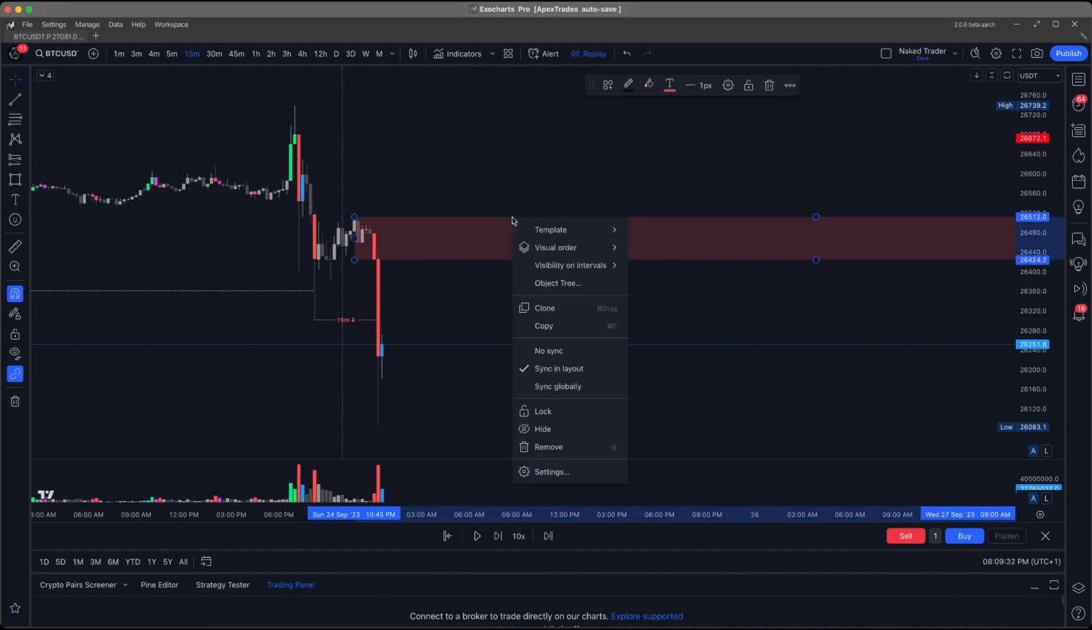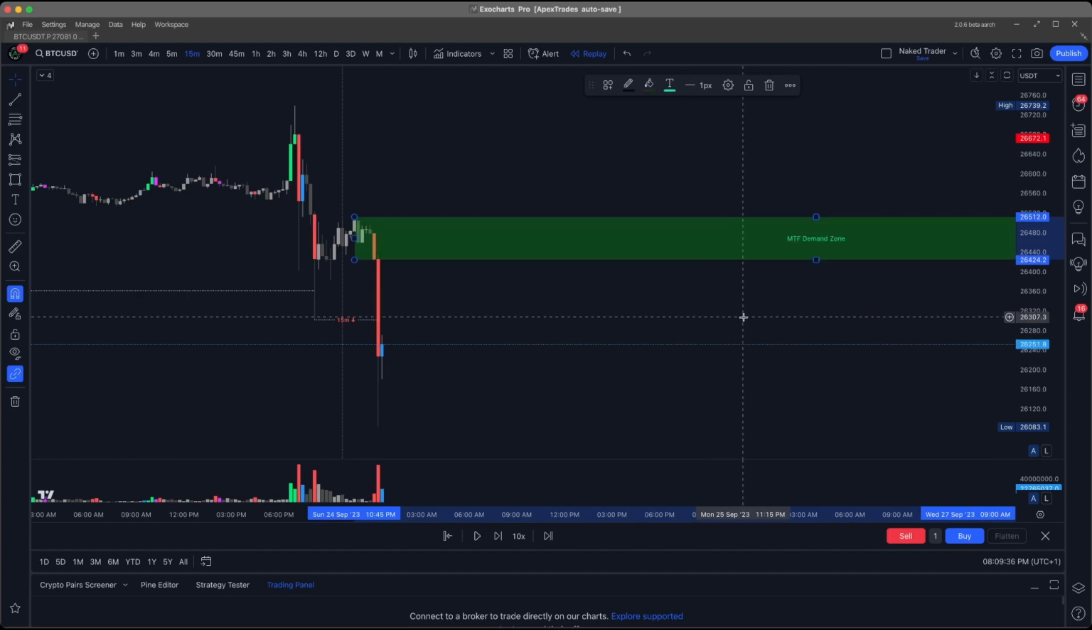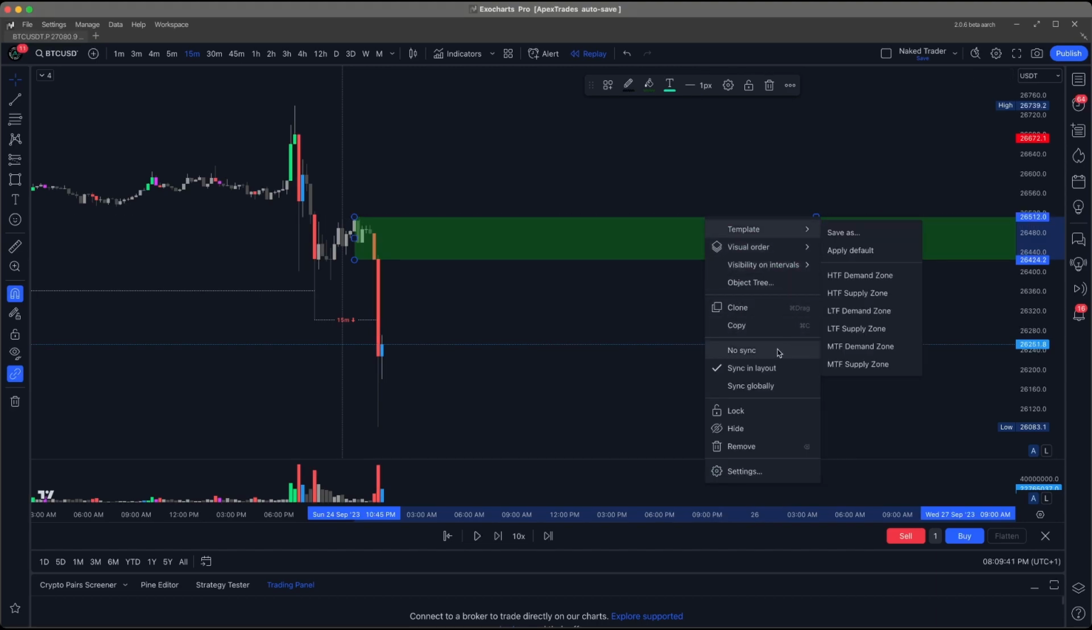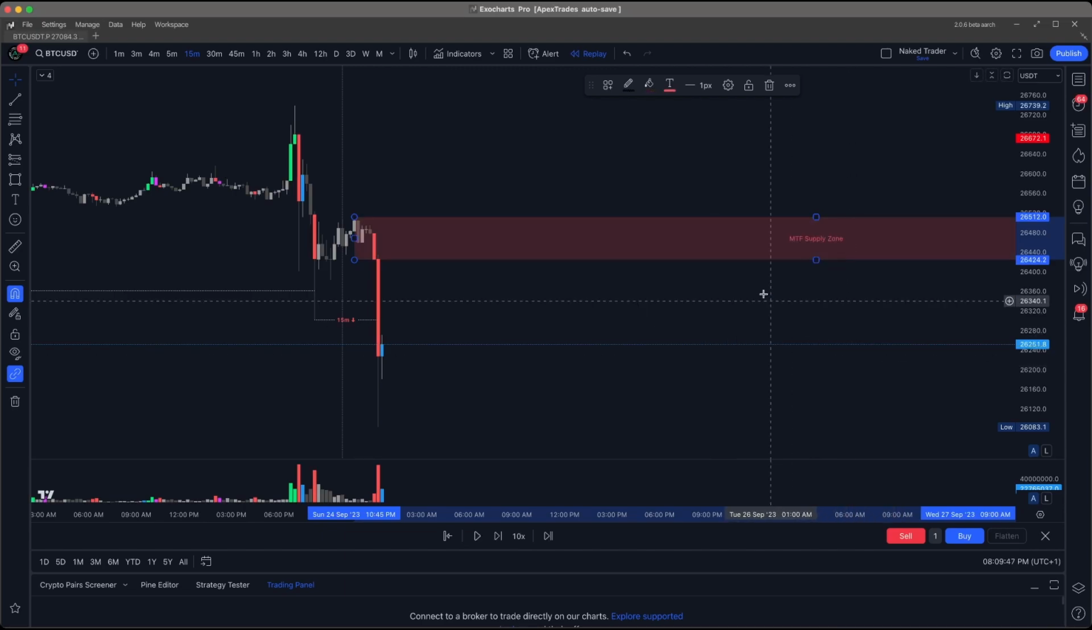So this would be classed as a medium-term demand zone. Sorry, not demand zone, my apologies, supply zone. I got that wrong. Supply on sell, demand on buy. So that would be a supply zone, where people are going to want to sell from.